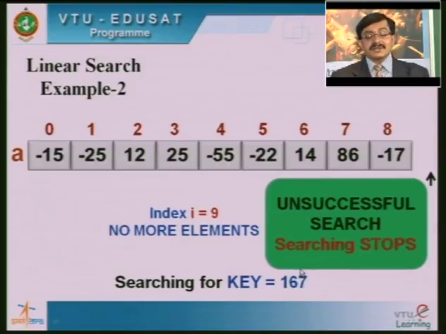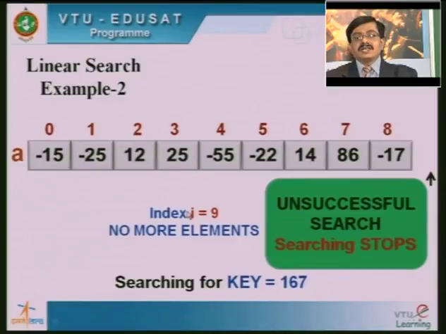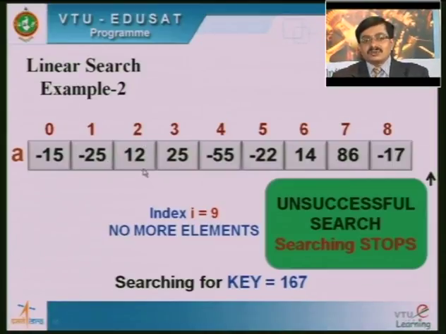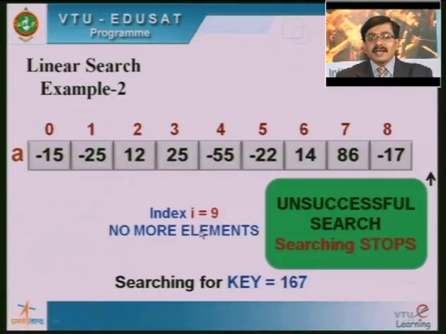But what about a successful search? For example, if I want to search for 25, I start again from i equal to 0. When i is equal to 0, minus 15 is not equal to 25, so I go for the next iteration. When i is equal to 1, minus 25 is not equal to 25, so I go for the next iteration. When i is equal to 2, a of 2 is 12, and 12 is not equal to 25. Again I go for the next iteration. When i is equal to 3, a of 3 is equal to 25, the search is successful and I come out of the loop. When I come out of the loop, what was the i value? The last value of i was 3. Is it not the position where exactly the key element was present? So exactly this is the position where the key element is present in the list.